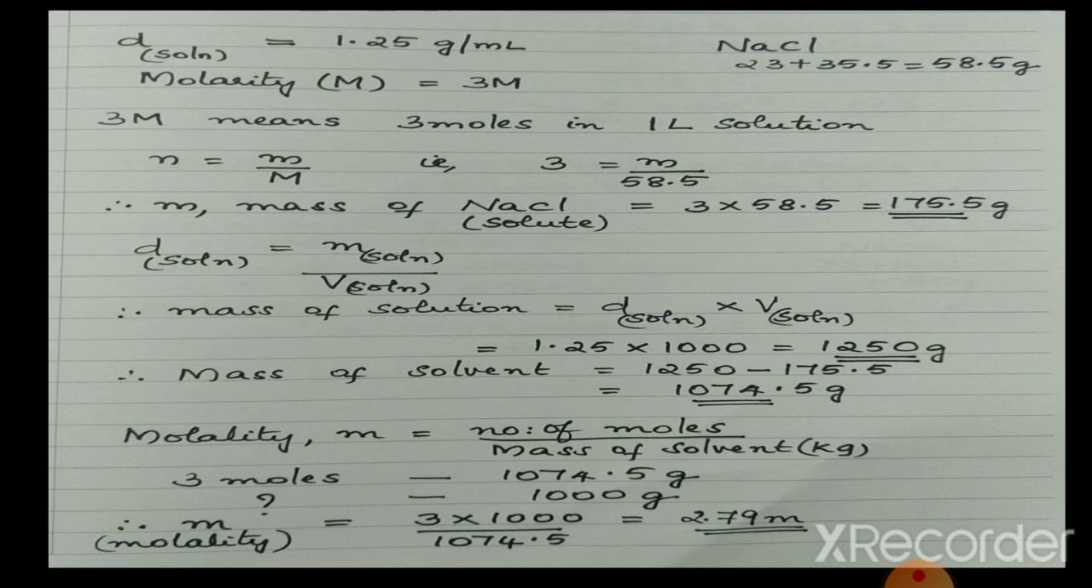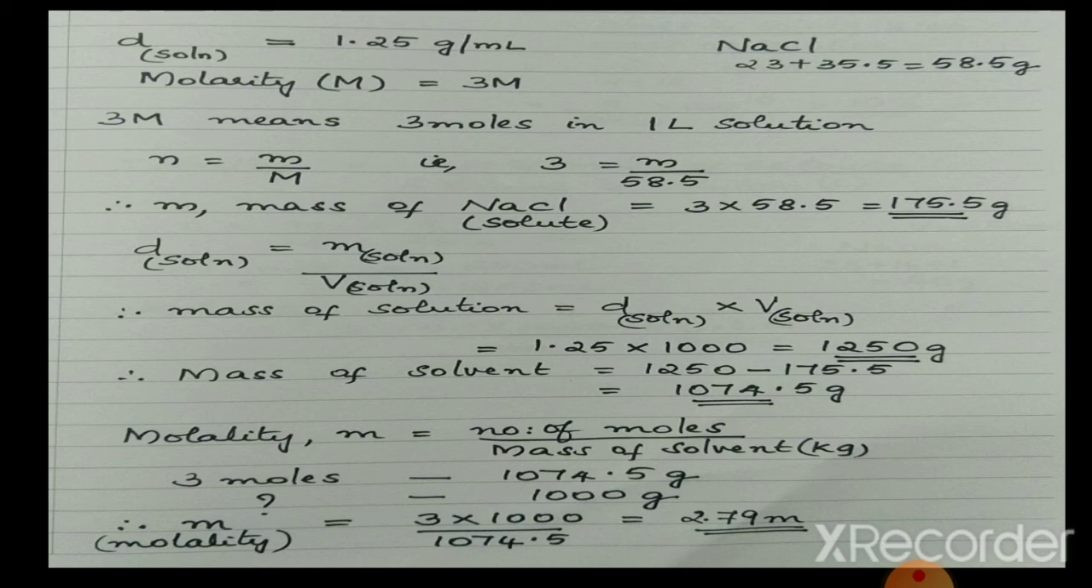How can you get the volume of the solution? See the question. The molarity is given, 3 molar. It means 3 moles present in 1 liter of the solution. So from that information you can get the volume of the solution as equal to 1 liter. But since density is expressed in grams per milliliter, the volume should also be expressed in milliliter. So the volume of the solution is here taken as 1000 ml.